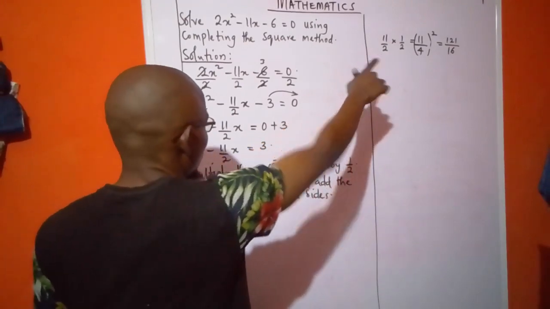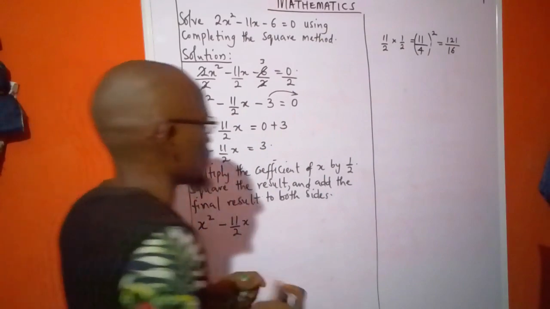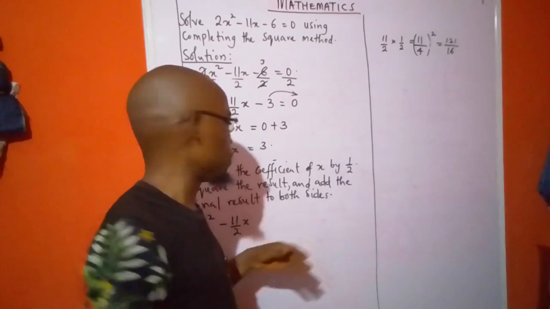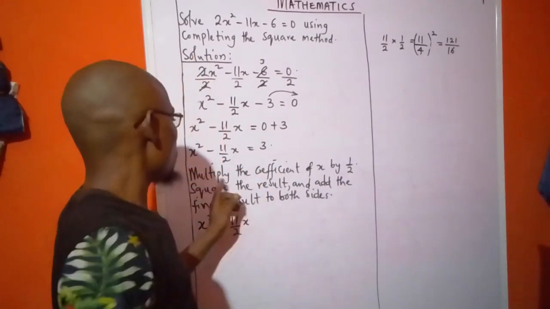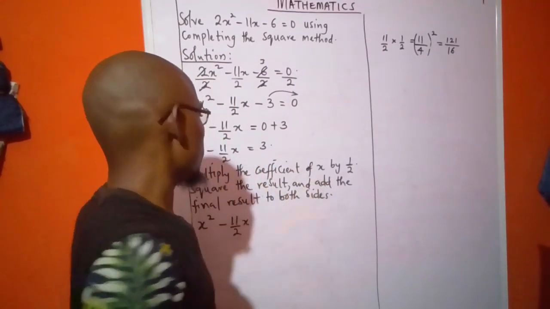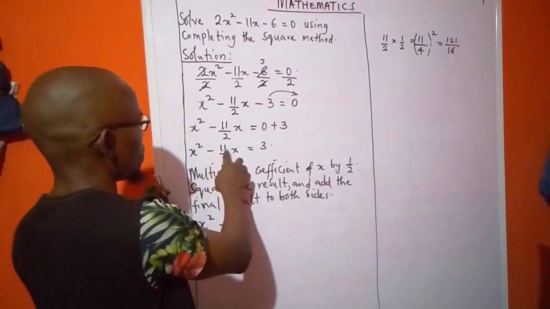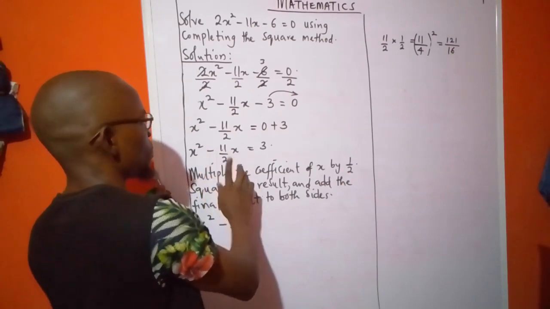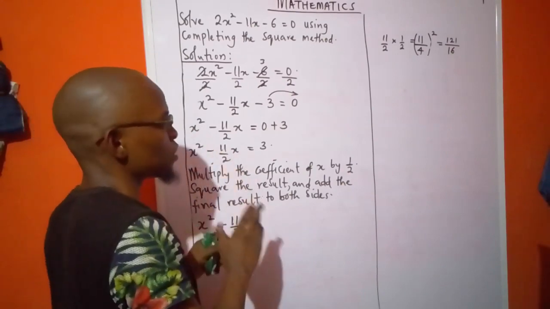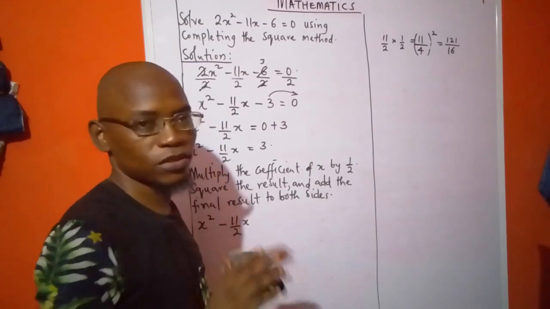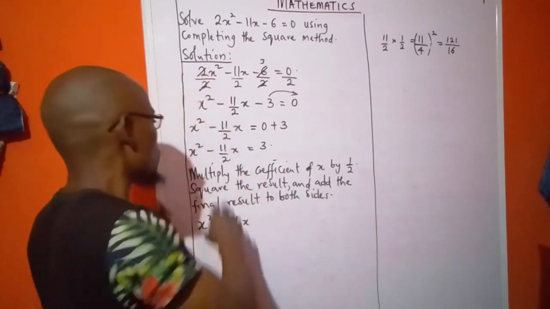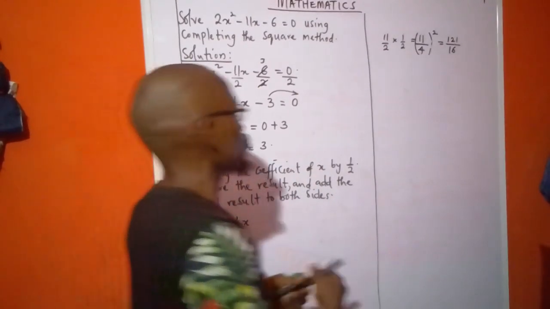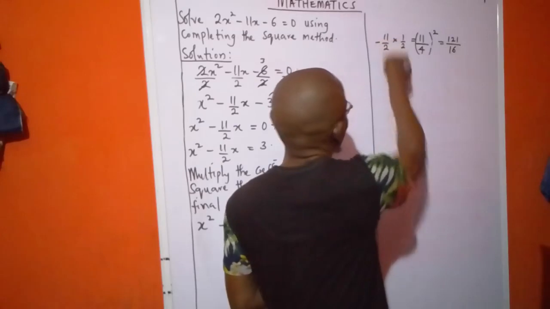Okay, and there's one thing we should also not forget. Let's go back a little bit. Now the coefficient of x is what? Minus 11 over 2. Don't forget, the signs are very, very important. If you make a mistake with the signs, you won't get your answer. So the coefficient of x in this equation is minus 11 over 2, so we have to put the minus here.